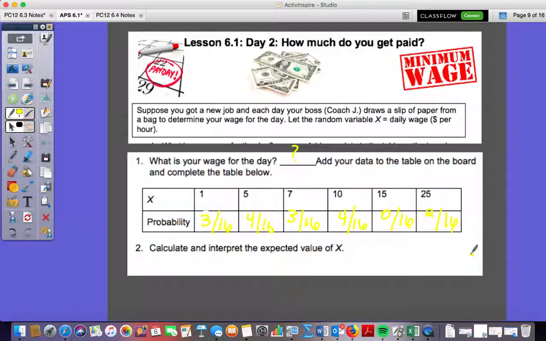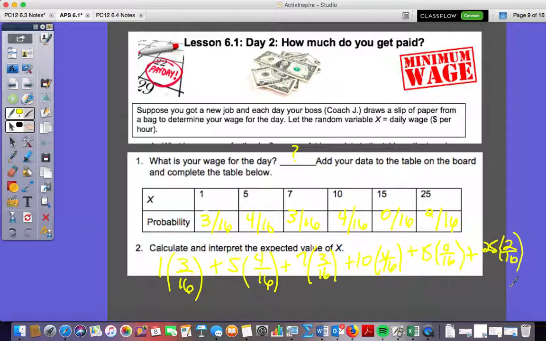As we interpret this, first off, how would I write the work for this? The expected value, or the mean, kind of from the other lesson: 1 times the probability, 3 over 16. Someone real quick, just add these up when multiplied. 3 times 4 over 16, 10 times 4 over 16, 15 times 0 over 16, and plus 25 times 2 over 16. Cool? Someone put that down. What would we get?